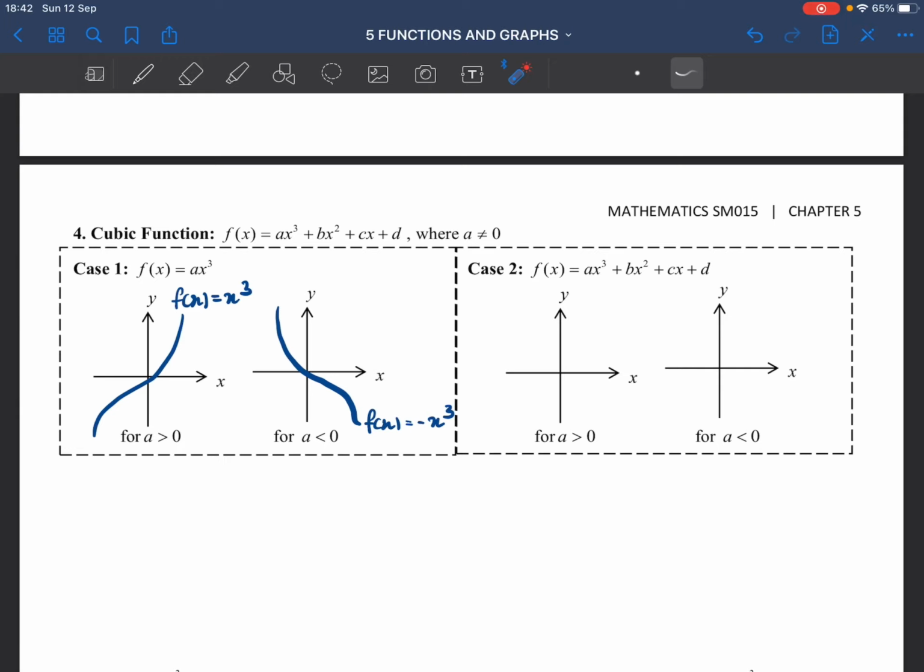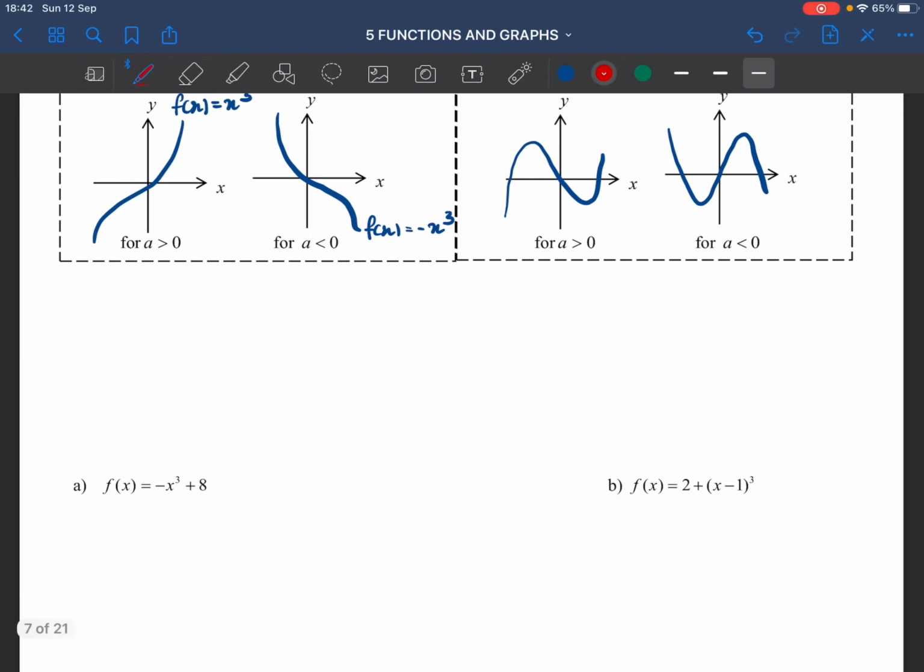So for case 2, kalau A kita positive, let's say the coefficient of x cube is positive, your shape should be looking like this. Okay, kalau negatif pula, dia daripada atas ke bawah dulu. Alright, so that is the difference between shapes. So for cubic, we should have 4 different shapes lah. Kamu kena identify between case 1 dengan case 2. Okay, so the function should be looking like this.